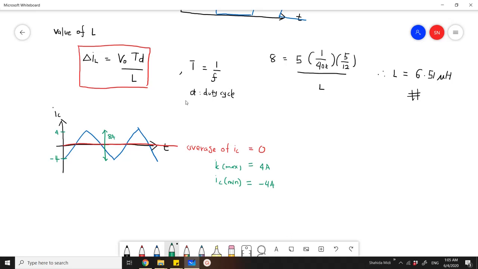Okay, so for the RMS, IC RMS, we are going to need the maximum value, this one. So IC max over square root of 3, not 2. Okay, so this will be 4 over root 3, so finally this is 2.3 ampere, the IC RMS.